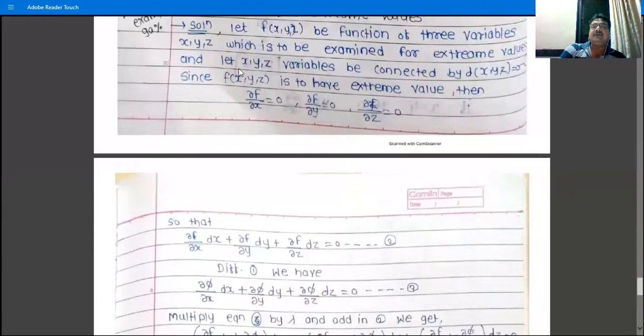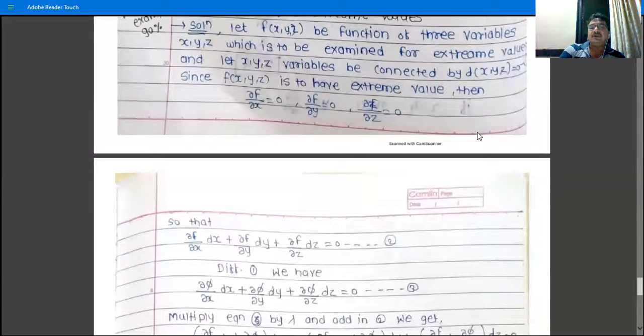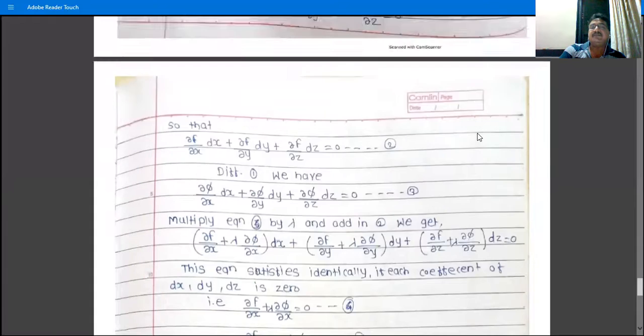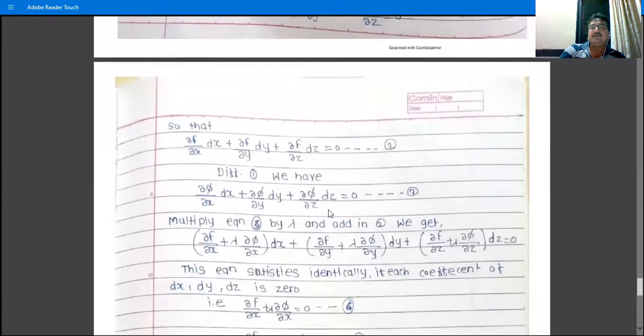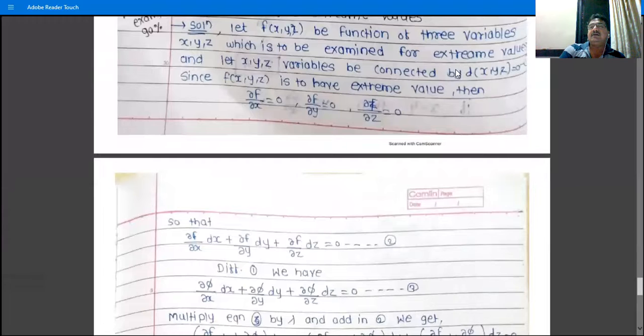So x, y, z are connected by the relation g(x,y,z) equal to 0. This is the second. So the given function is f(x,y,z) and the given condition is g(x,y,z) equal to 0. This is the given condition. Phi is the notation here: x, y, z are connected by the relation phi(x,y,z) equal to 0.